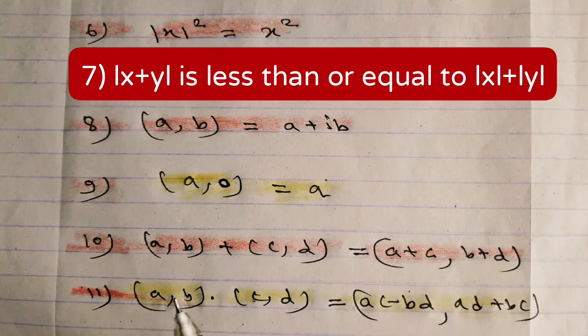And the last formula, number 11, is (a, b) into (c, d). That means to find the product of any two complex numbers, (a, b) into (c, d), we can apply the formula (ac minus bd, ad plus bc). That means we have to take the difference of the product of real parts and the product of imaginary parts. Then we get the real part, comma, ad plus bc. That means real part multiplied with imaginary part and imaginary part multiplied with the real part. Then we get ad plus bc, which is the imaginary part of the two complex numbers when they are multiplied. So (a, b) into (c, d) we can write as (ac minus bd, ad plus bc).